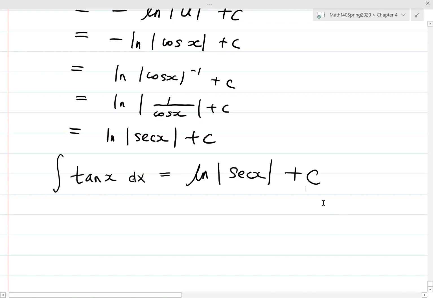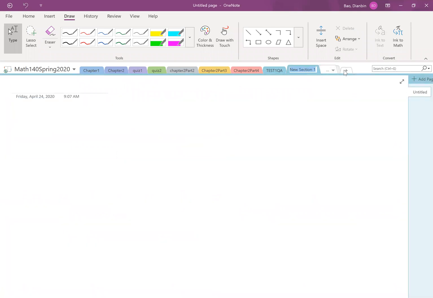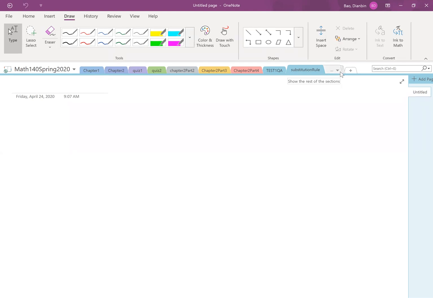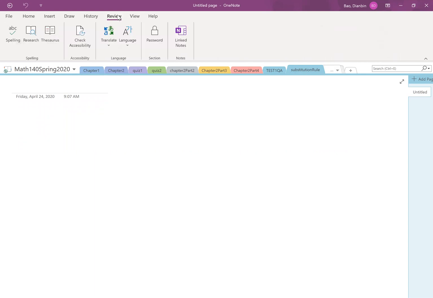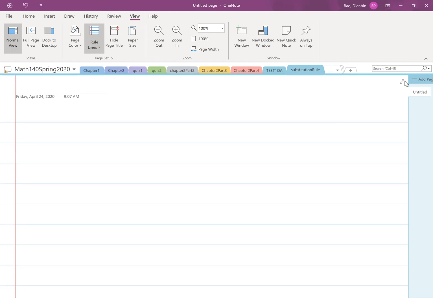Maybe this file is too big. Let's start a new notebook, start a new section. All right, more examples of the substitution rule.